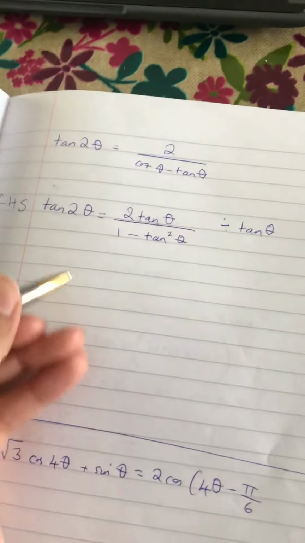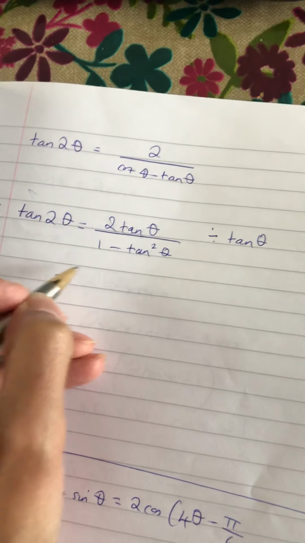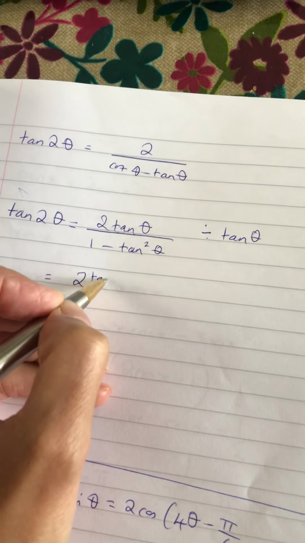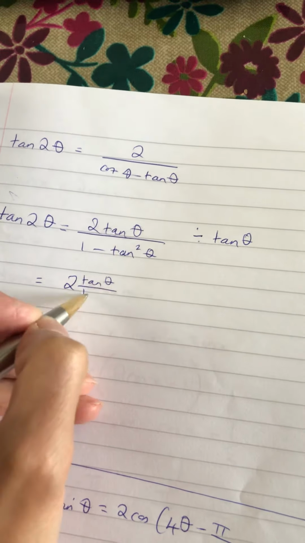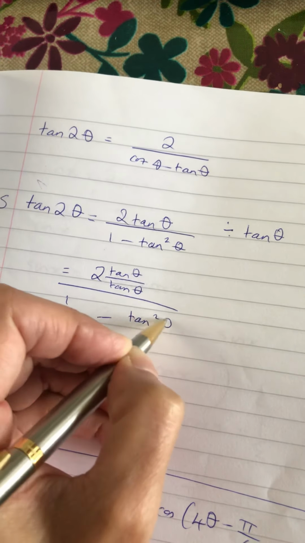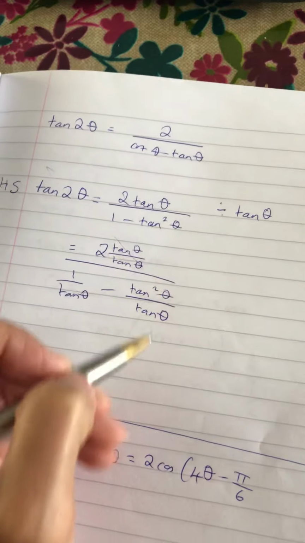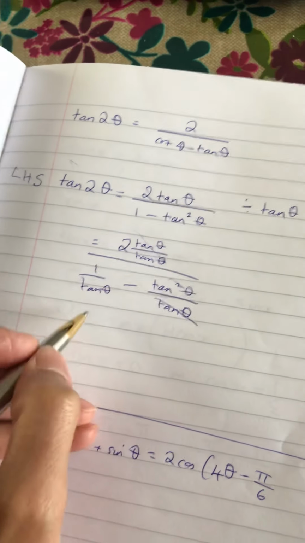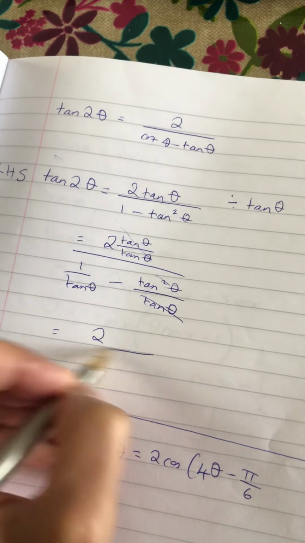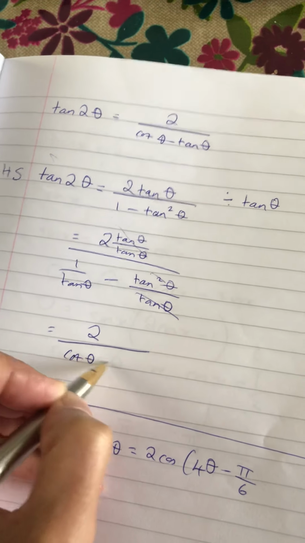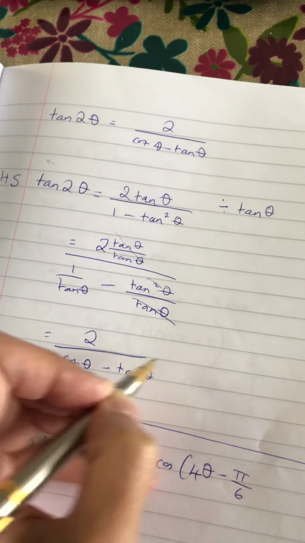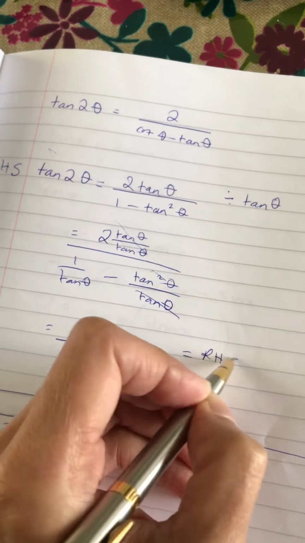Okay, so if I do that, I am going to get, and I will do it in full so you can see it really clearly, 2 tan over tan divided by 1 over tan minus tan squared over tan. Cancel down anything you can. So I have got equals 2 over cot minus tan, which is the right hand side, QED.